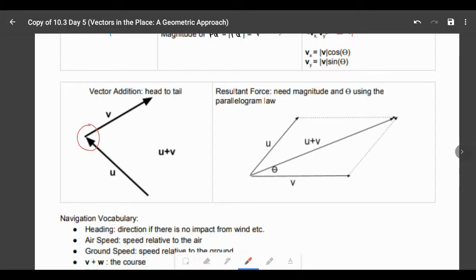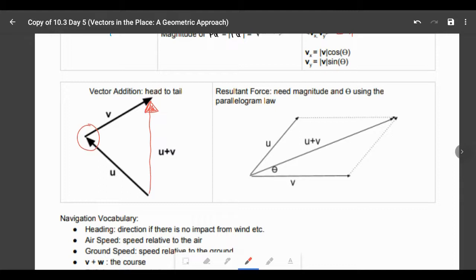So what that means is the head of our first vector should be matching up to the tail of our second vector. Once we add these two vectors together, what will happen is we will get this third vector that we will end up calling u plus v. This will have a new direction and magnitude in comparison to the two original vectors.